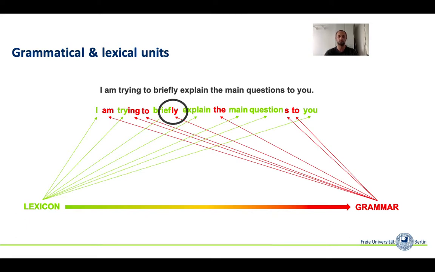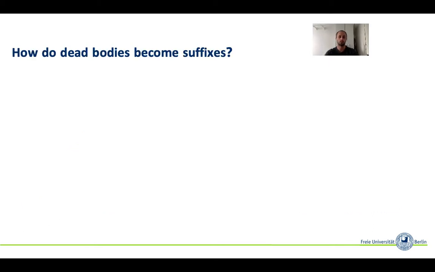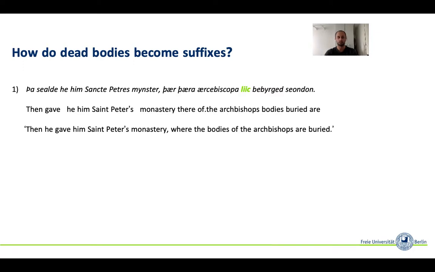What we're going to do now is to have a closer look at this very particular piece of grammatical meaning, the ly in briefly. And the question for the next couple of slides is going to be, how do dead bodies become suffixes? The word that we know nowadays as ly, as the suffix ly, began its way, for example, in Old English as a noun, as an independent word, not as a suffix.